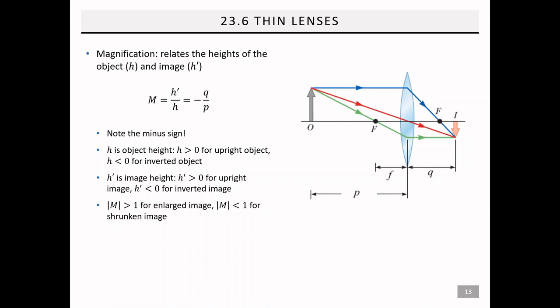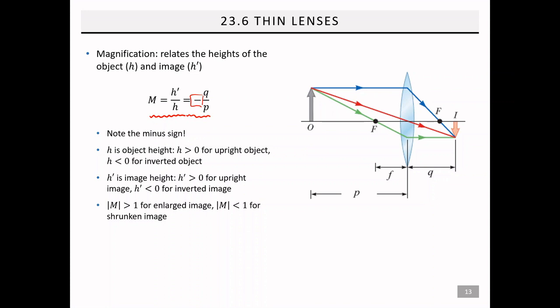And magnification for lenses works the same as for mirrors as well. We define the magnification as the image height divided by the object height. And then using geometry, you can show that this is equal to minus Q over P. Again, with lenses, you do have to be careful with this minus sign, so make sure that's in there.